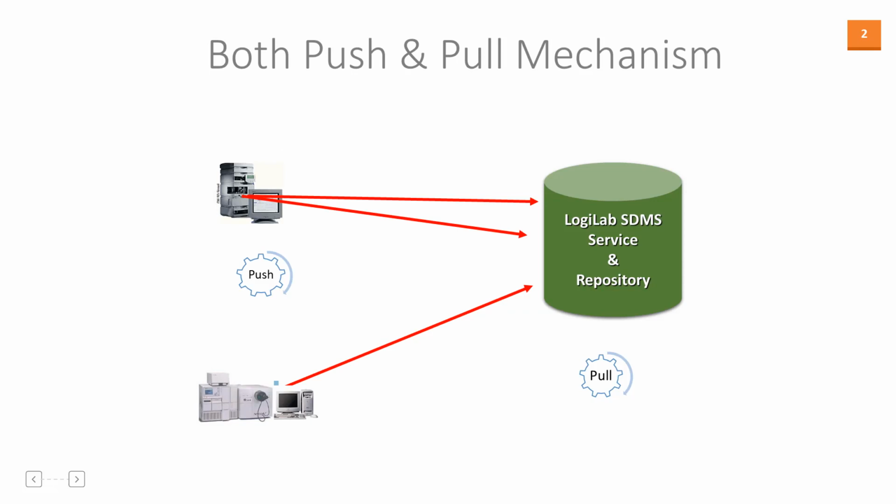To explain more about push and pull mechanism. Push mechanism essentially consists of installing the services mainly in the client system, which pushes the data to the Logilab SDMS server. Whereas in the case of pull mechanism, the server has got the services which will pull the data from the client PCs. This is the main difference between push and pull system. Both can be employed. The SDMS supports both types of pull and push mechanism.